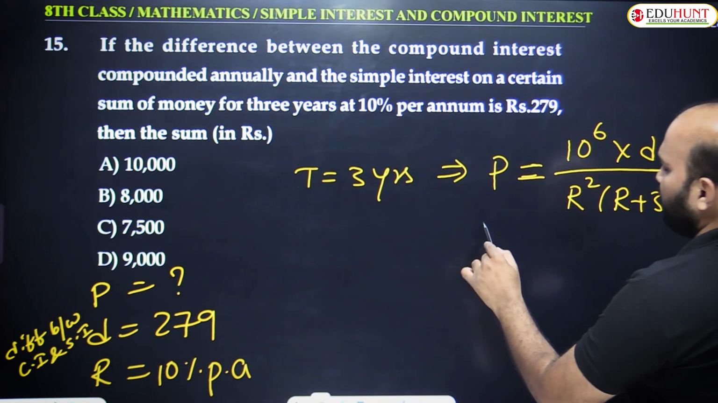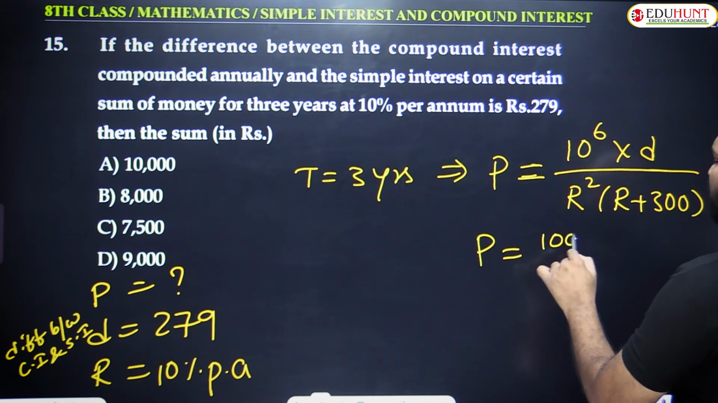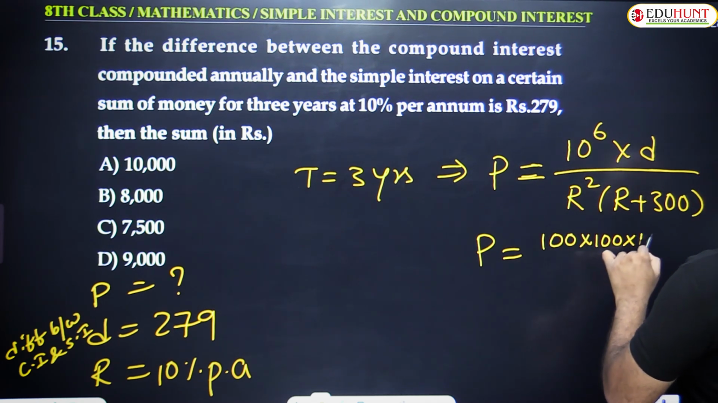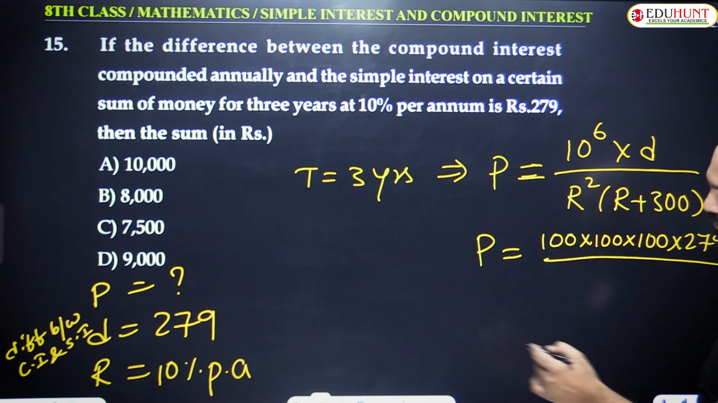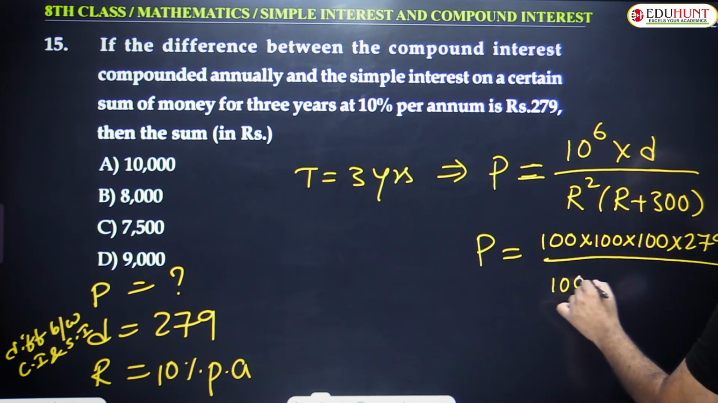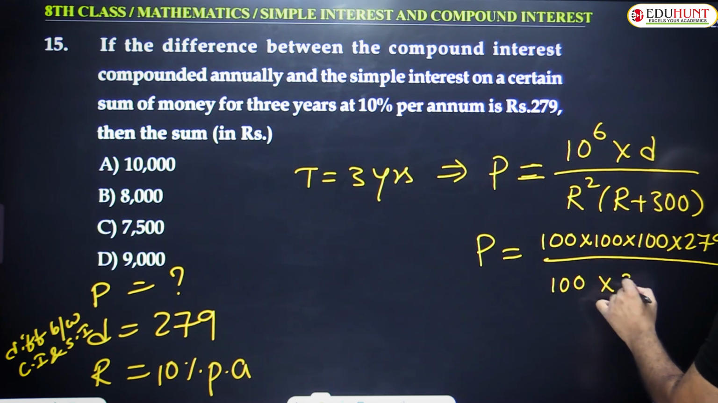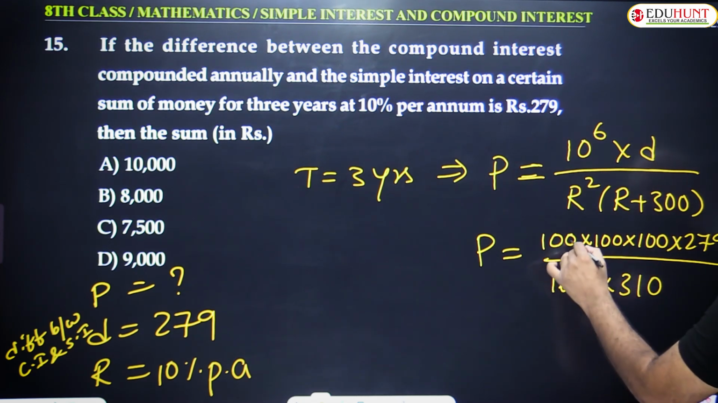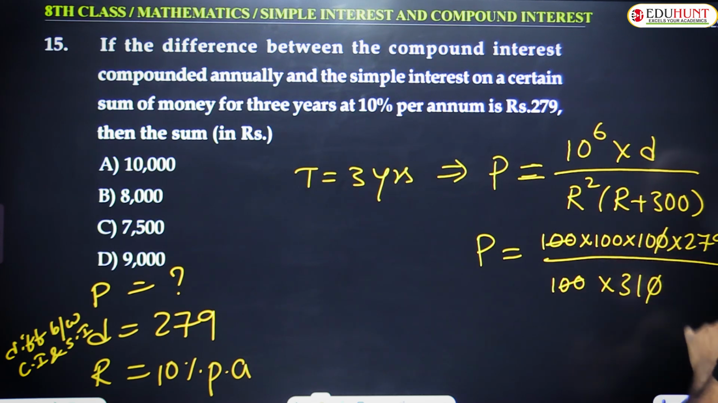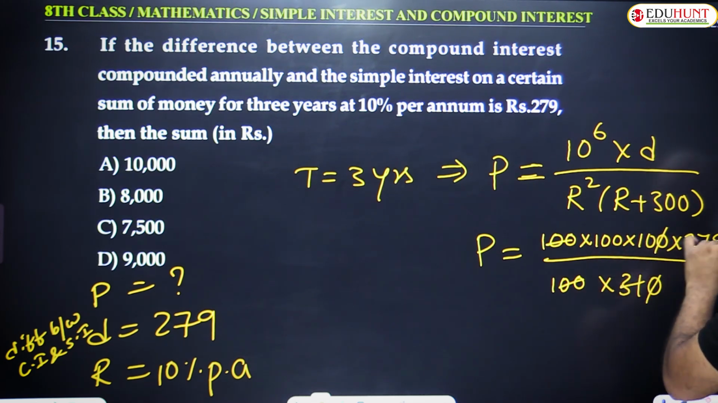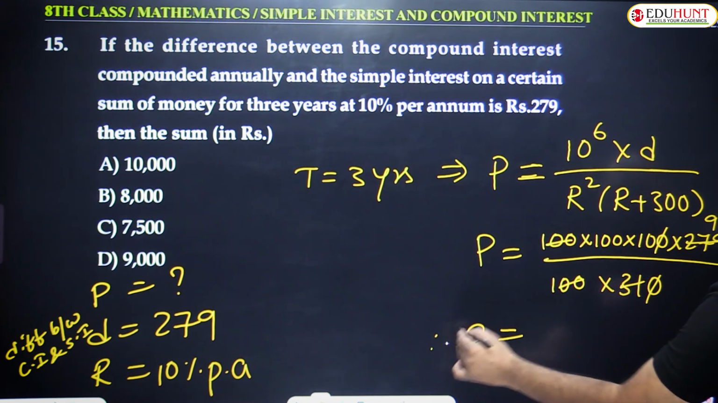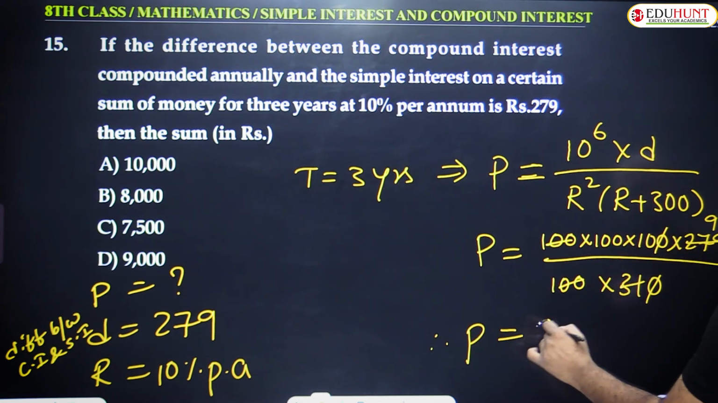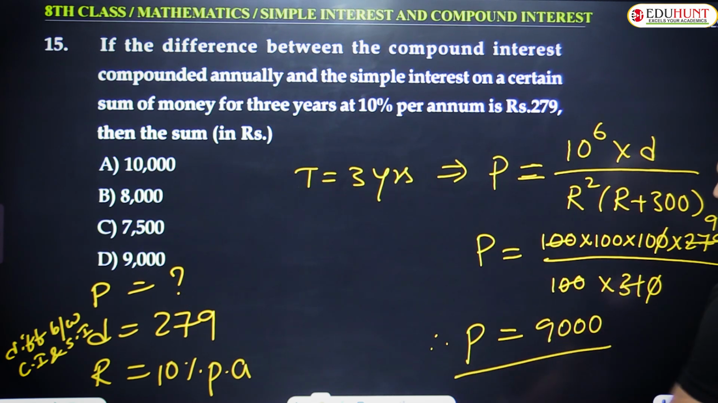But the question is asking for the principal. P equals 10 power 6, which can be written as 100 into 100 into 100, three hundreds. D value, how much is given? 279, divided by R square, which is 100, into R plus 300, that is 10 plus 300, 310. So 20 cancels, here 0 cancels. Am I clear? So 31 directly into 9 is 279. Therefore P equals 100 into 10, 1000, into 9, 9000. 9000 is the principal. Am I clear? So this is the formula based method.